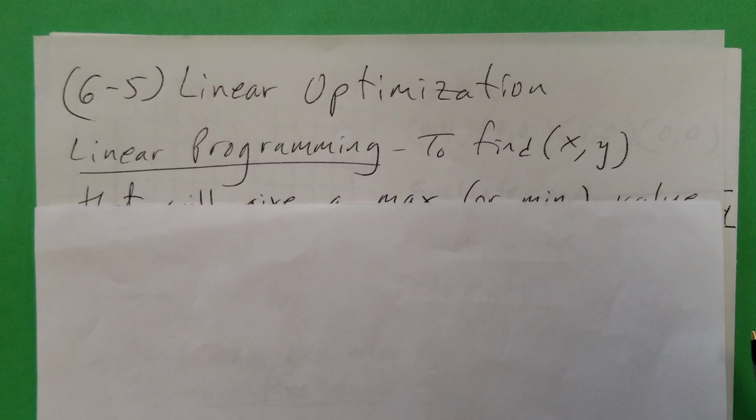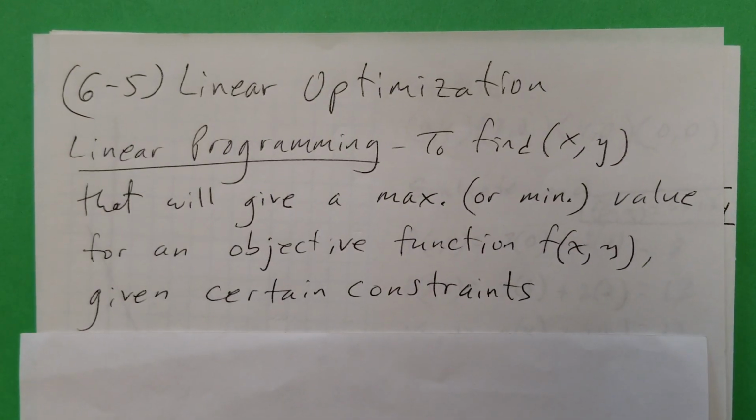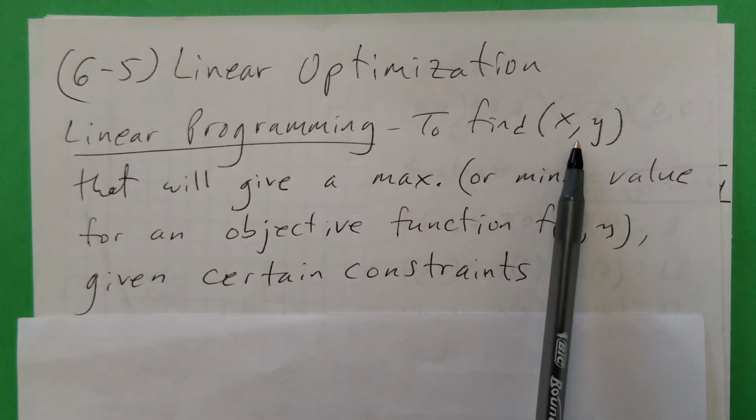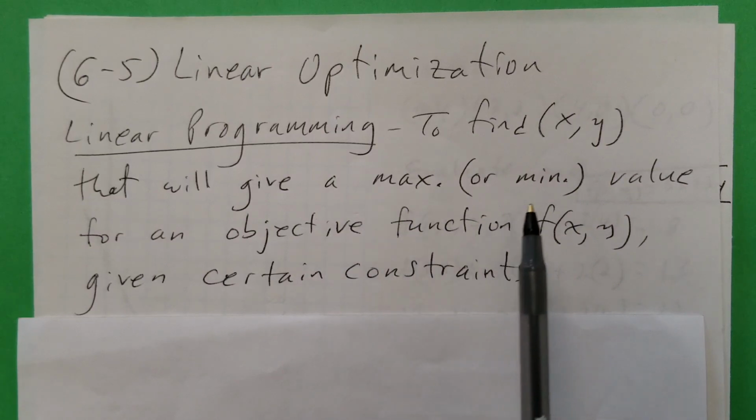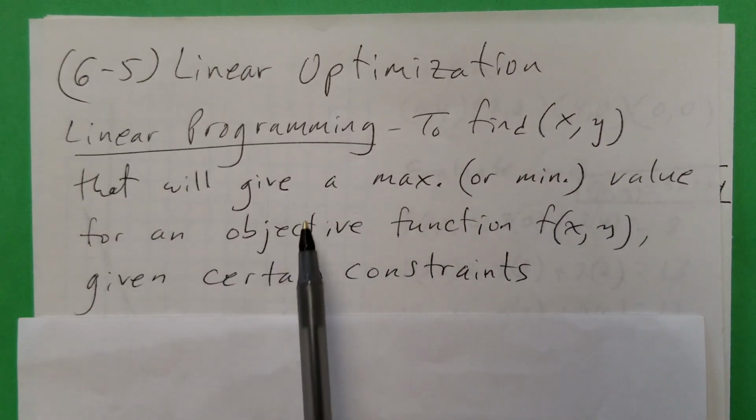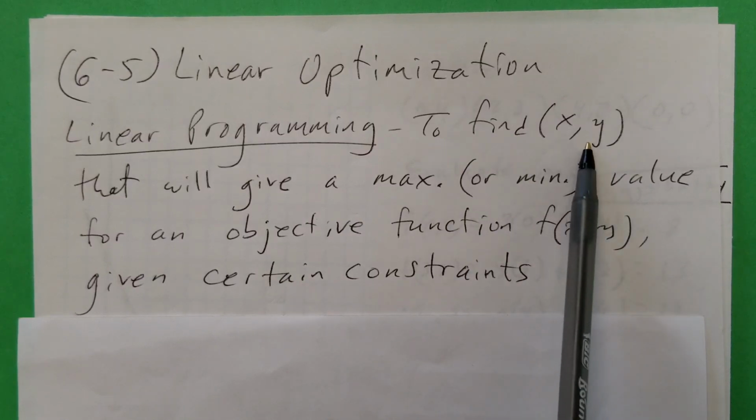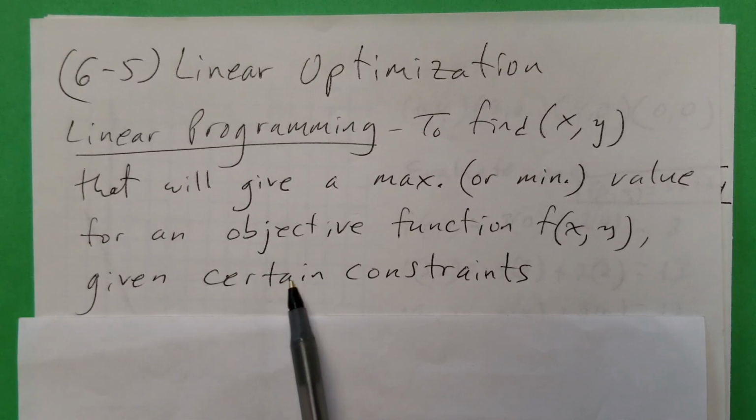Linear programming. What is linear programming? Linear programming is, I tried to make it as concise as possible, this is the best I can do. You're going to find an x, y, a point that will give the maximum, if that's what you're looking for, or the minimum value for an objective function. So we're going to give you a function, and you're going to find the point in that function that gives you the greatest or the least value, depending on what you're looking for. But you're going to be given certain constraints.